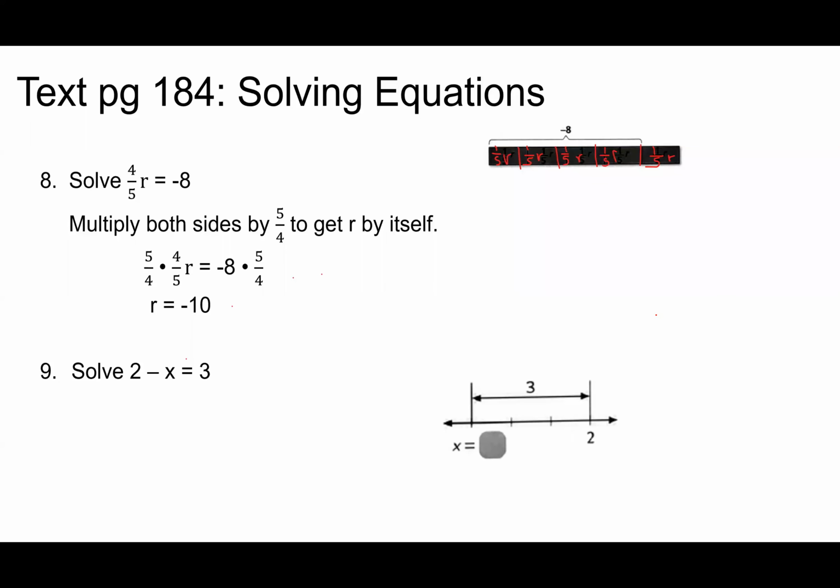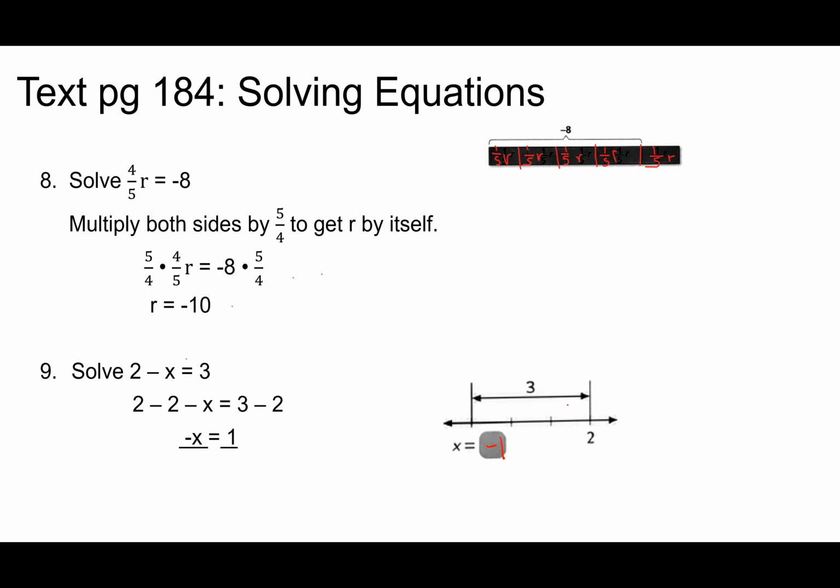Liam, what's the answer? -1. X equals -1. How'd you get that? I used the number line. Okay, good job. So x equals -1, and you can see 2 minus -1 would equal 3, right? Because that's really like a 2 plus 1.